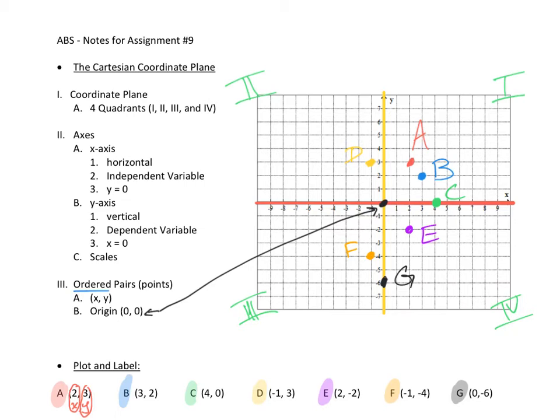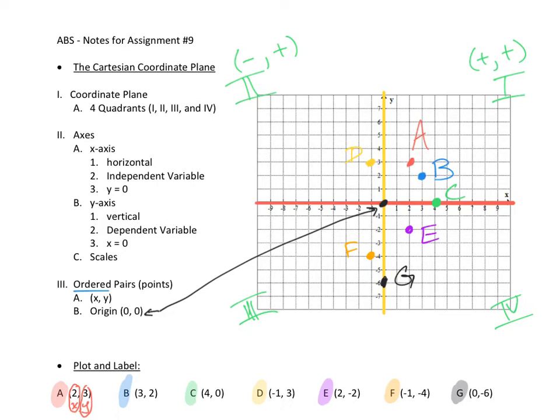Now, one more thing I want to, no pun intended, point out to you is these quadrants. I want to go back and talk about these quadrants again. So in quadrant 1, ordered pairs will always have 2 positive coordinates. So you go back and look at points A and B, they have all positive coordinates. Quadrant 2 will have ordered pairs that have a negative x coordinate and a positive y coordinate.